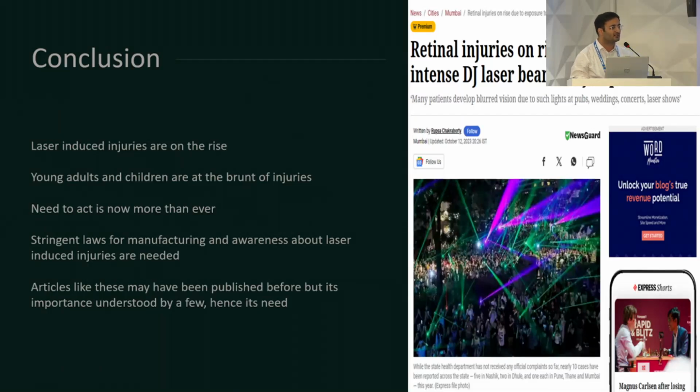Also, by my article, it also needs to be known that it is not an exclusive laser light paper like the ones that have been published before. Here you need to see the frequency. Within a month, every other day, we're seeing laser light injured patients. Hence, the need of this paper.